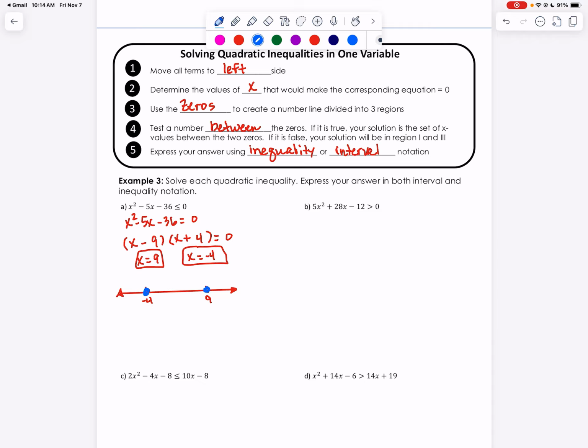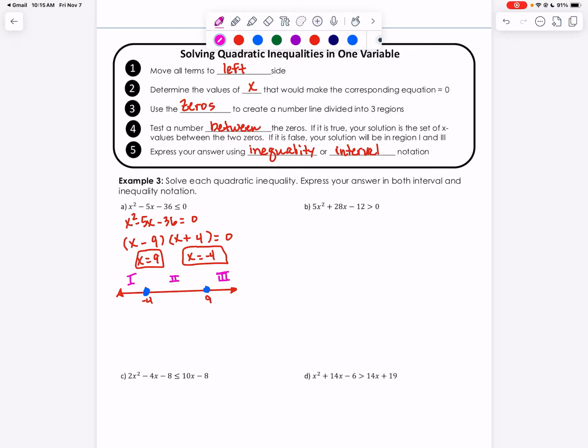Okay. Now, what I want you to notice here is that we've created 3 regions. We have everything to the left of negative 4. We have everything in between negative 4 and positive 9. And we have everything above 9, greater than 9. So we have 3 regions, region 1, 2, and 3.